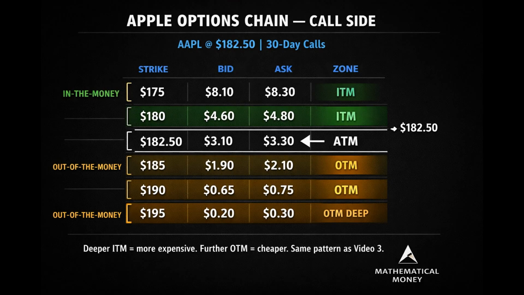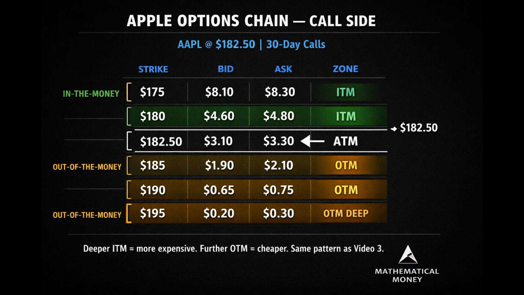Here is what a real Apple options chain looks like, using Apple at $182.50, with 30 days to expiry. Starting from the call side, strike $175, bid $8.10, ask $8.30. In the money, Apple is $7.50 above this strike. Strike $180, bid $4.60, ask $4.80. Also in the money. Strike $182.50, bid $3.10, ask $3.30. At the money, the strike closest to the current price.